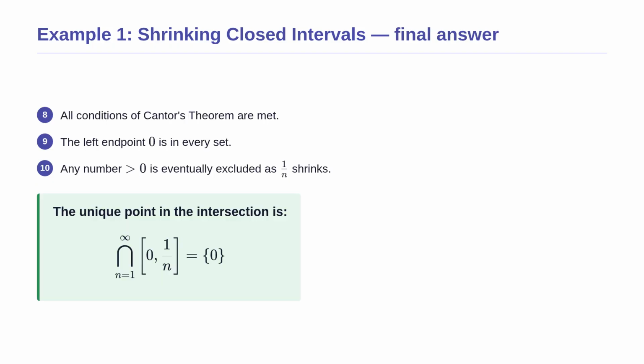Because all the conditions of Cantor's theorem are met, we are absolutely guaranteed to find exactly one point at the final intersection. Let us find it. Looking at our intervals, the number 0 is the left endpoint of every single set, so it is always included. What about other numbers? Any number slightly larger than 0 will eventually be excluded because the right endpoint, 1/n, will eventually shrink past it. Therefore, the single unique point trapped in the intersection is exactly 0. This perfectly demonstrates how the theorem pinpoints a single location.